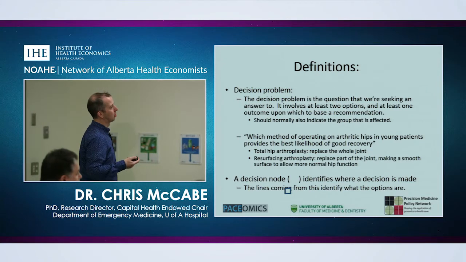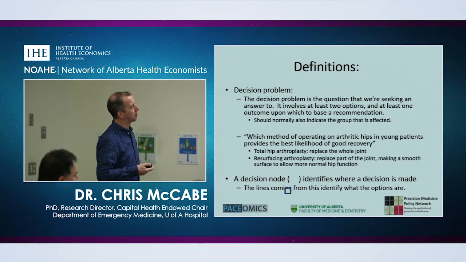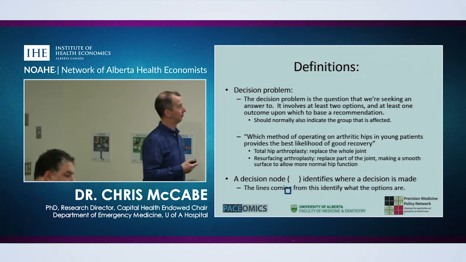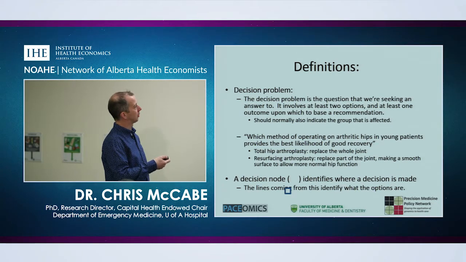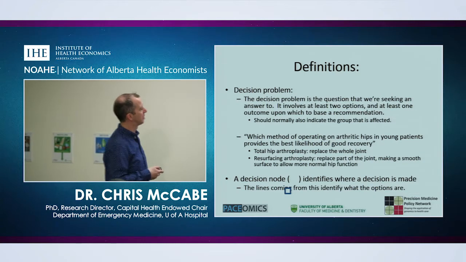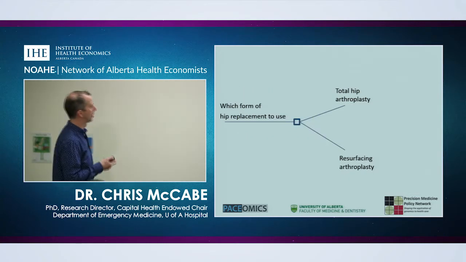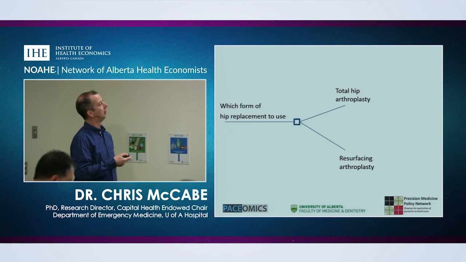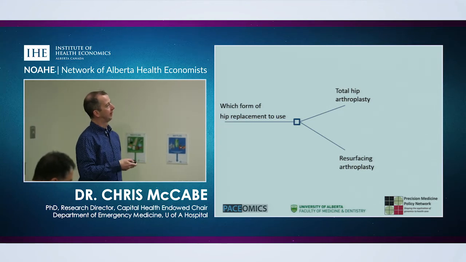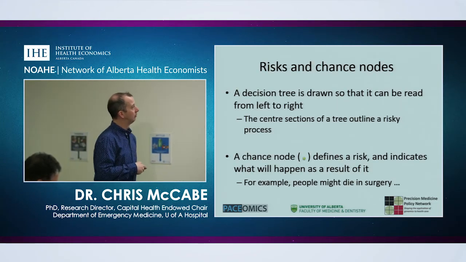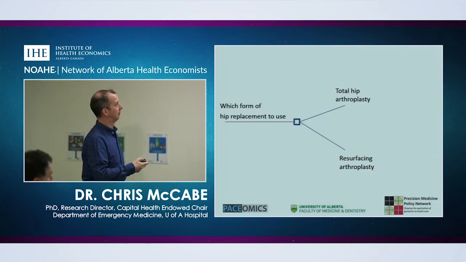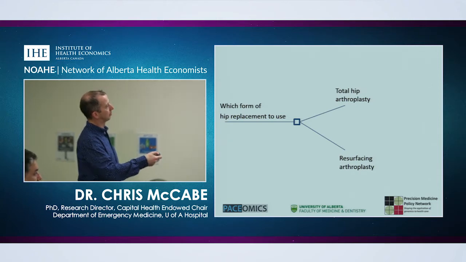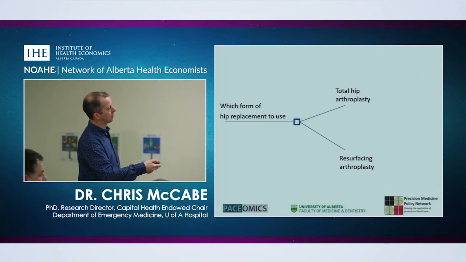And you have lines coming from a decision node, which identify what the options are. So we'd have two lines for the decision node here, one for total hip arthroplasty and one for resurfacing. There you go, there's our decision node. So we've got our comparators there. Now, a decision tree is drawn so that it can be read from left to right. So we start here and we've got a decision and we're going in this direction. We either go total hip or we go resurfacing.